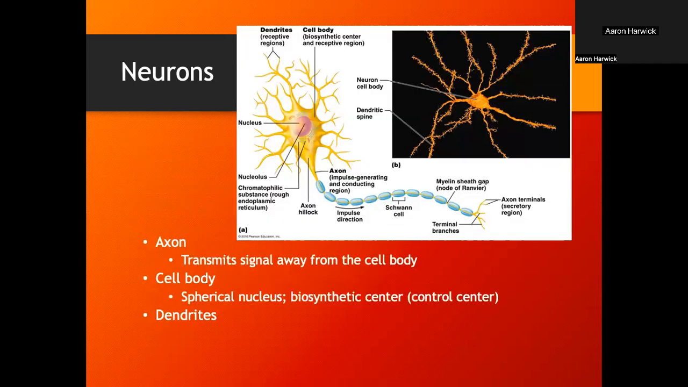And there are specific structures associated with the neuron. So first of all, I'm going to look at the second one here, the cell body. The cell body is the biosynthetic control center. It has a spherical nucleus, and it's essentially this whole big body portion here. The axon you can find starting down here and branching down. The axon transmits signals away from the cell body. And then the dendrites you can see up here. The dendrites receive the signals that enter the cell body.